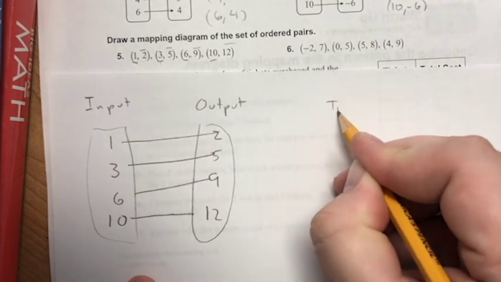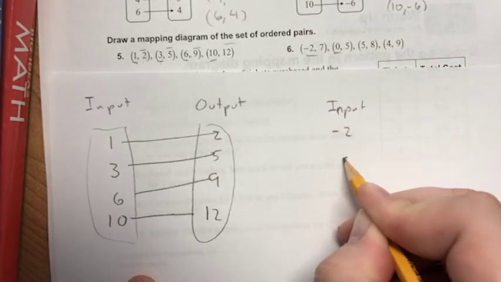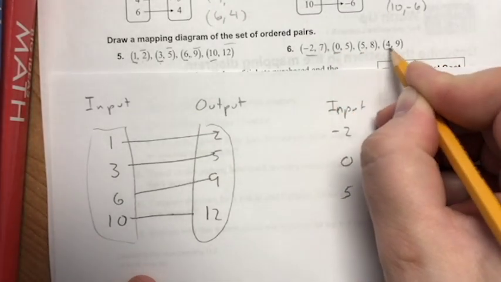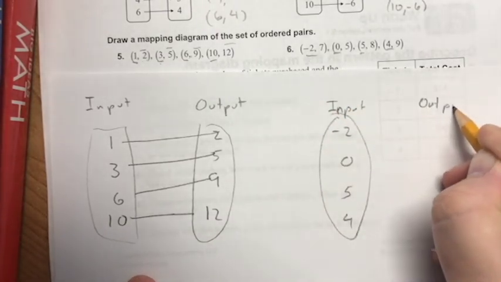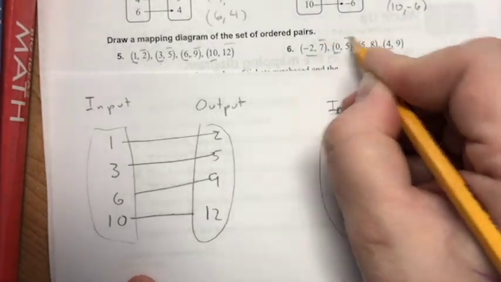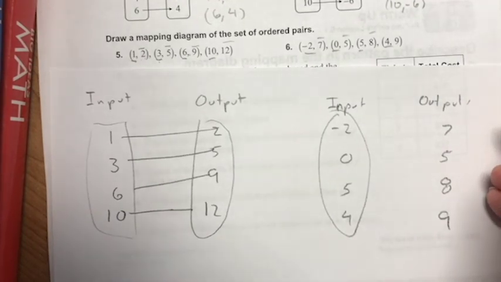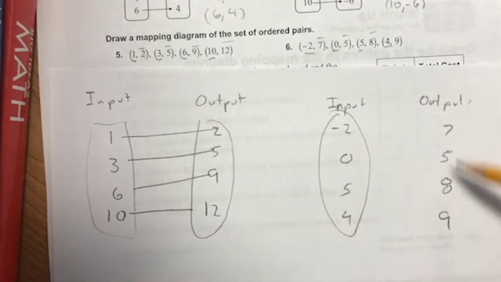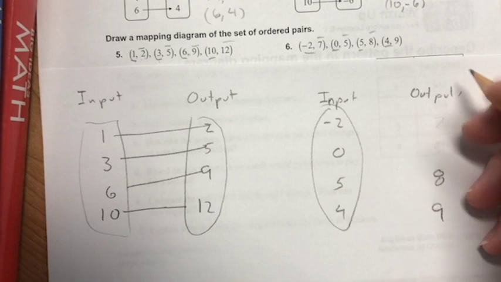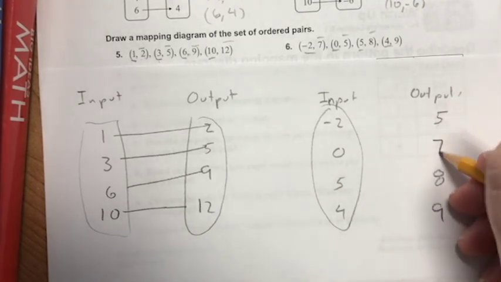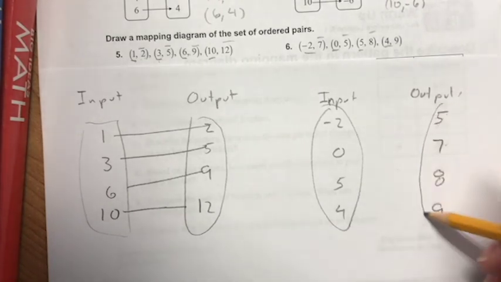Again, we're going to list all our input values first. So input would be -2, 0, 5, and 4. All right, so we've got that. My outputs would be 7, 5, 8, and 9. Well, there's one thing I don't like about this. Notice that these right here are not in order, so I'm going to rewrite this and put them in order, because that's a better way of doing a mapping diagram, making sure that the numbers are in order. So I do have my 7, I have my 5, 8, and 9. So I can kind of close that up.